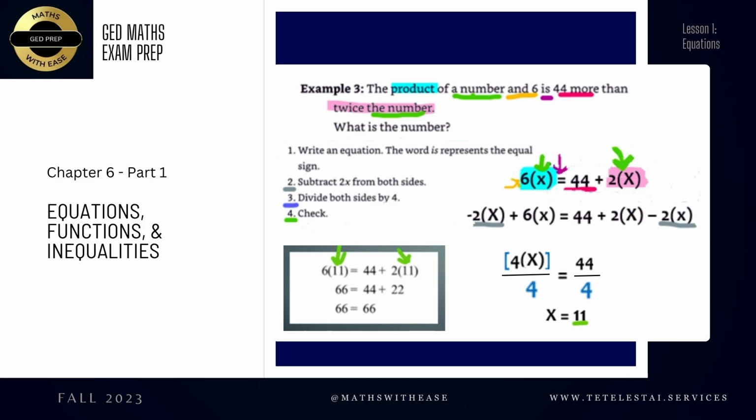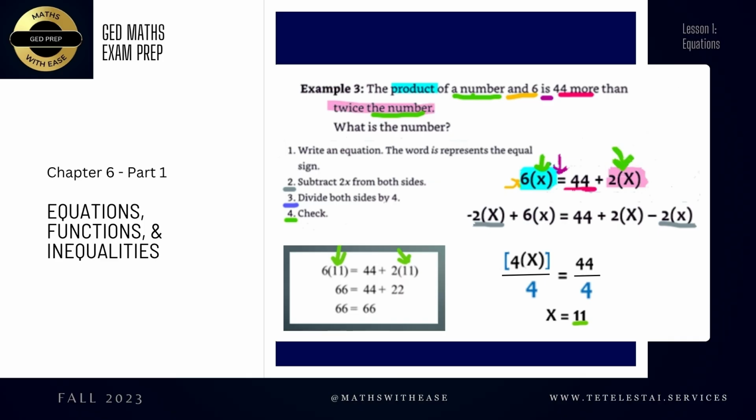We know that is representative of the equal sign, so you write down your equal sign. 44 more than twice the number. 44 more implies that 44 is increasing, so 44 plus twice the number. This phrase implies multiplication. We don't know what the number is, so we're going to write down 2x. And now you just simply proceed to solve your equation.